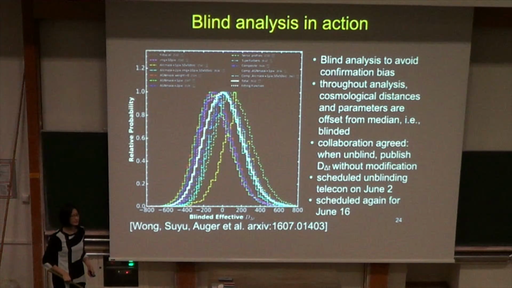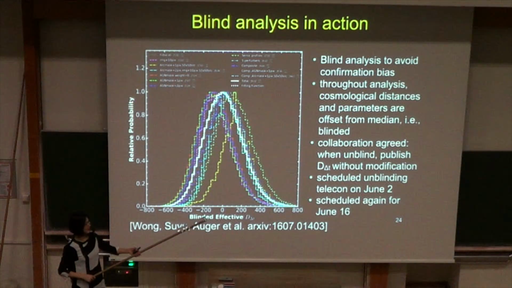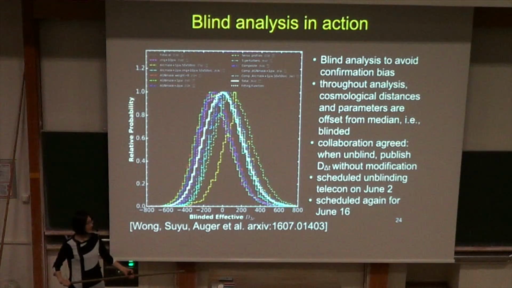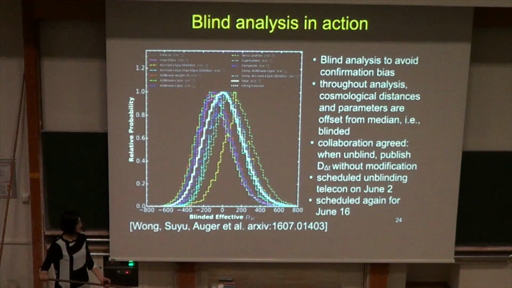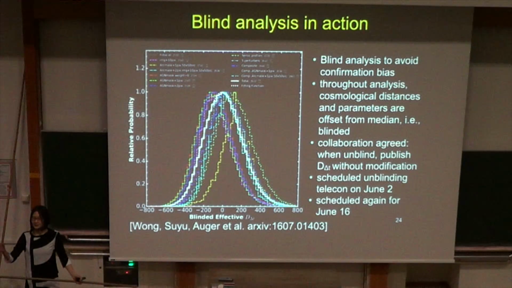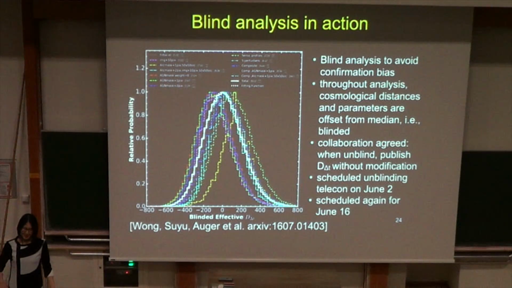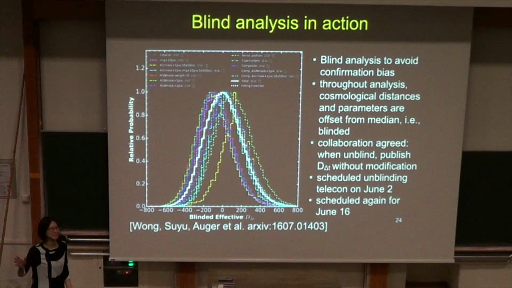But then last May, we had a face-to-face meeting where we're near the end phase of our blind analysis. So at that, we had scheduled an unblinding telecon on June 2nd. At this unblinding telecon, we presented all the analysis we have done, the blinded results that we got, all the various tests, and there was a heated discussion from the collaboration. But at the end of the telecon, we actually concluded that we were not ready to unblind because there were still a few things that we were not sure of.